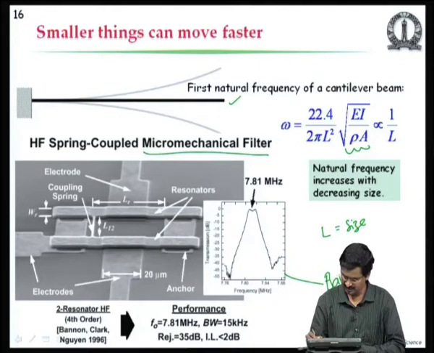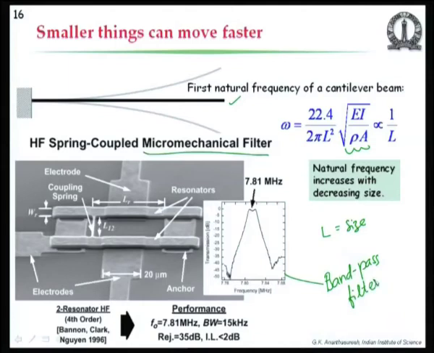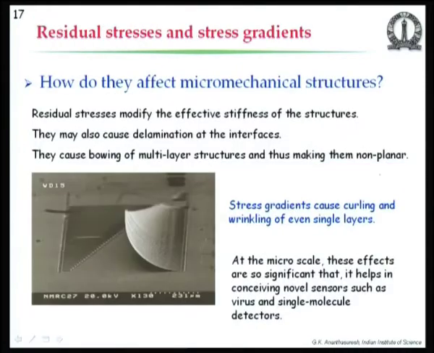This is a band pass filter, which is a mechanical filter which goes to very high frequency. The one that is shown is from the work of Professor Clark Nguyen at the University of Michigan, and it shows that the bandwidth is 15 kilohertz and the base frequency is 7.81 megahertz, but people have gone much beyond that to few gigahertz just because of the scaling. The smaller you make it, the larger the frequency becomes.